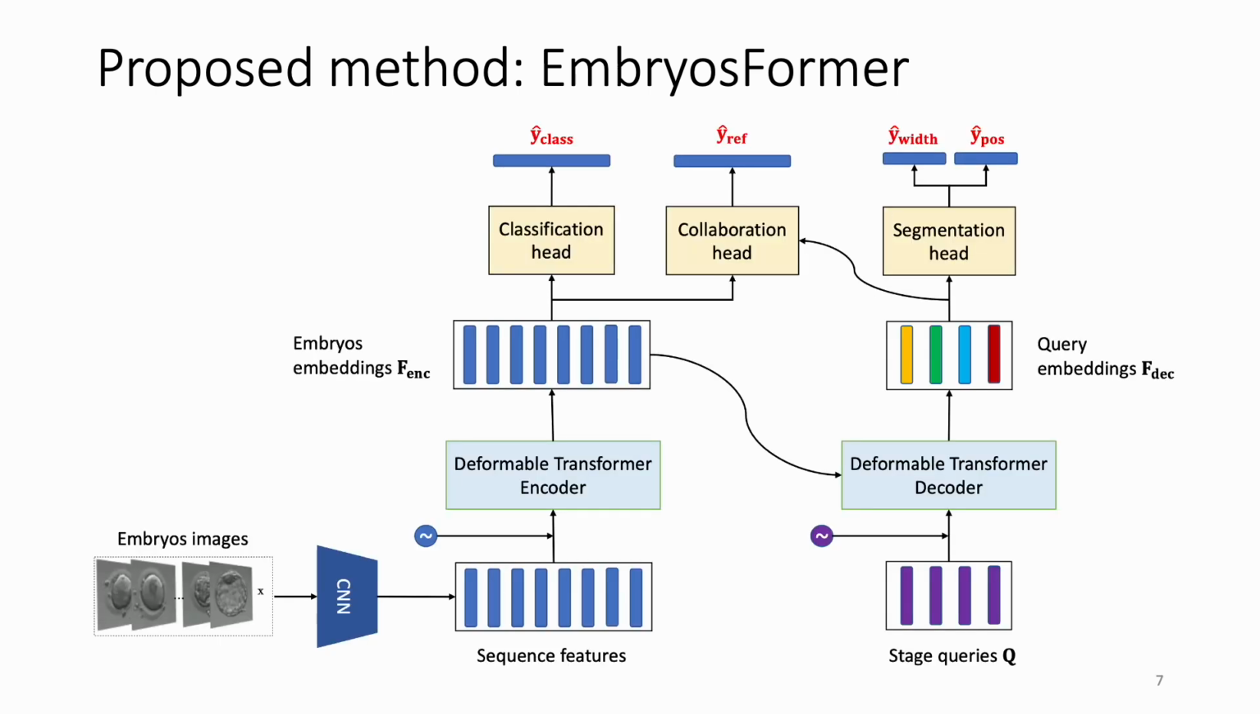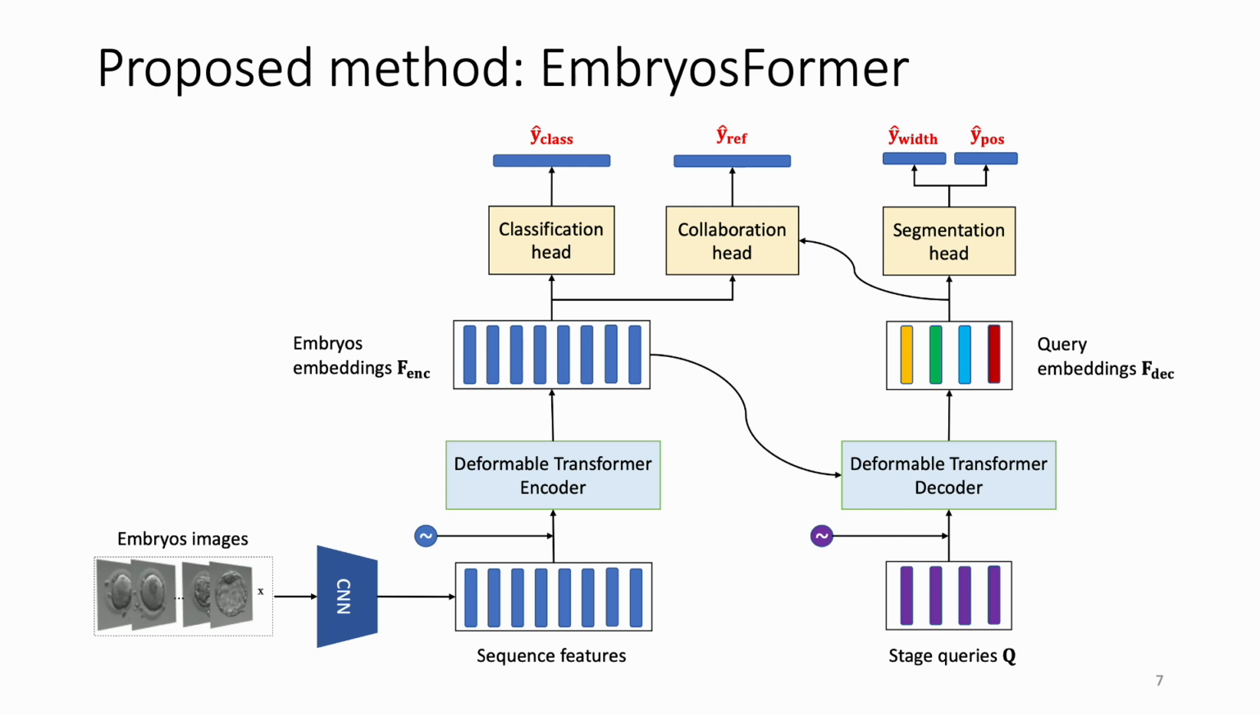Specifically, the embryo image-based features are first extracted with a pre-trained CNN to obtain sequence features and go through the deformable transformer encoder to obtain embryo embeddings. At the decoding branch, we initialize the number of queries equal to the number of stages that need to be classified. These queries then perform cross-attention with encoded features and self-attention to obtain the final embeddings for all stages. Linear projection heads are added on top of both branches to predict image-wise classification and stage-level segmentation of stage width and center position. We make use of the stage global context from the decoder to align the coarse image-wise predictions in the encoder to an appropriate segment in the collaboration head.